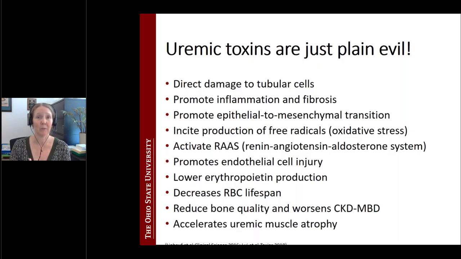And then last, but certainly not least, because we do see muscle wasting and cachexia in our kidney patients, uremic toxins are thought to have a negative effect on muscle health and cause muscle atrophy. So it wouldn't be unexpected, there are studies that correlate higher levels of uremic toxins with worsening cachexia. And so that's a concern as well.